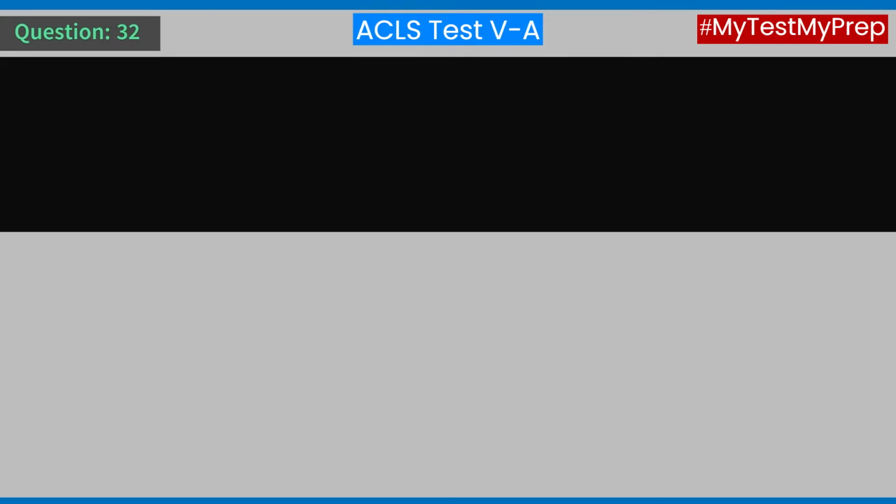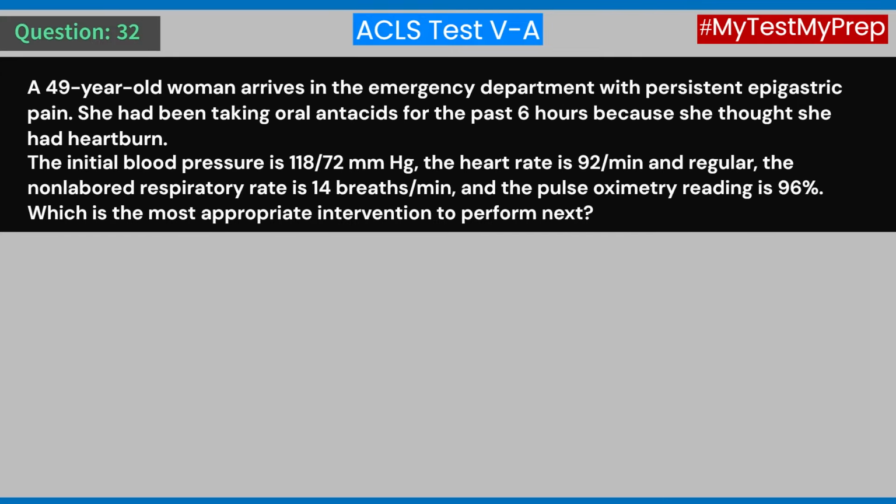Question 32. A 49-year-old woman arrives in the emergency department with persistent epigastric pain. She had been taking oral antacids for the past 6 hours because she thought she had heartburn. The initial blood pressure is 118/72 mmHg, the heart rate is 92 per minute and regular, the non-labored respiratory rate is 14 breaths/min, and the pulse oximetry reading is 96%. Which is the most appropriate intervention to perform next?